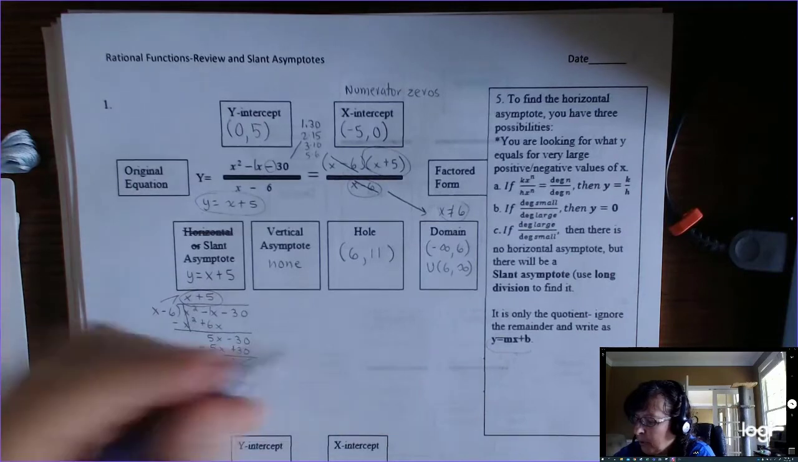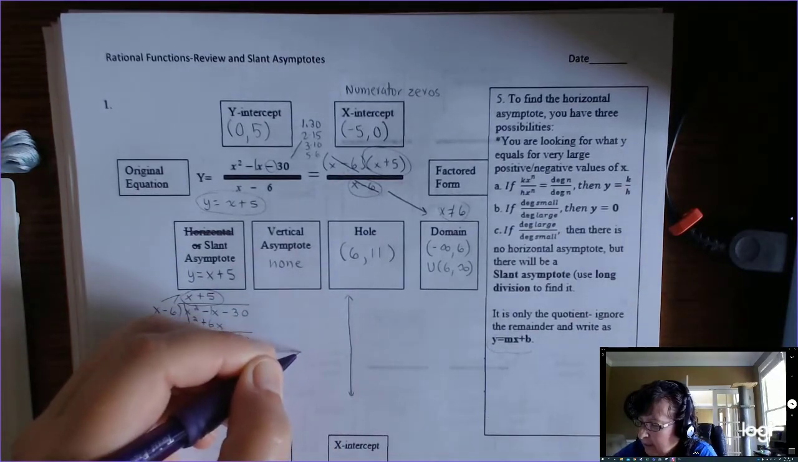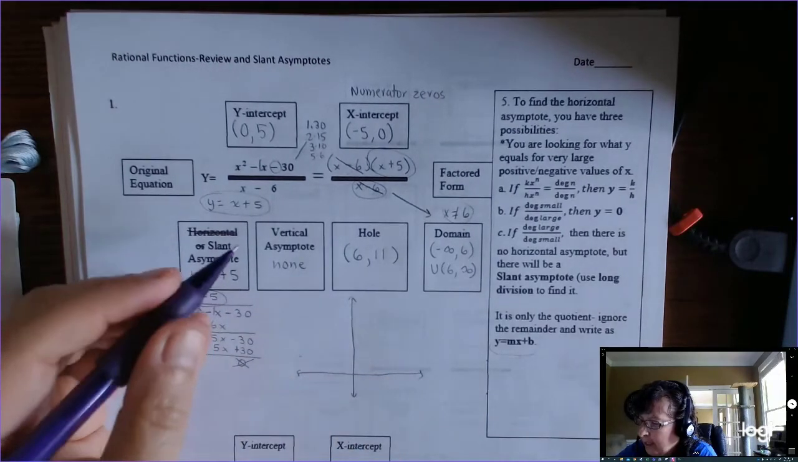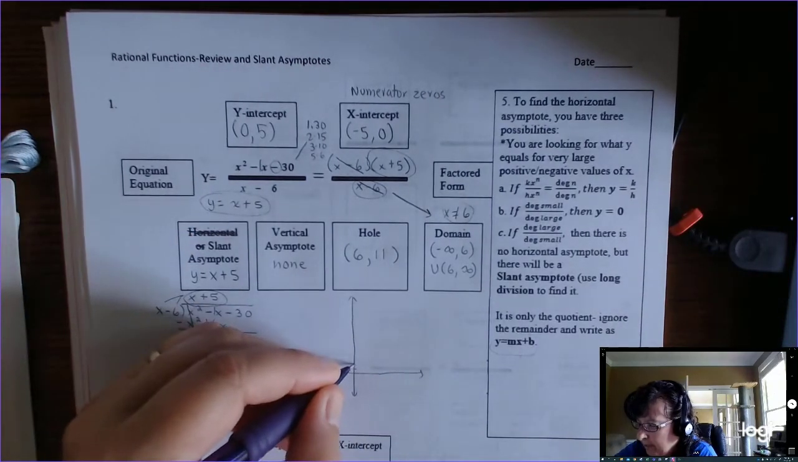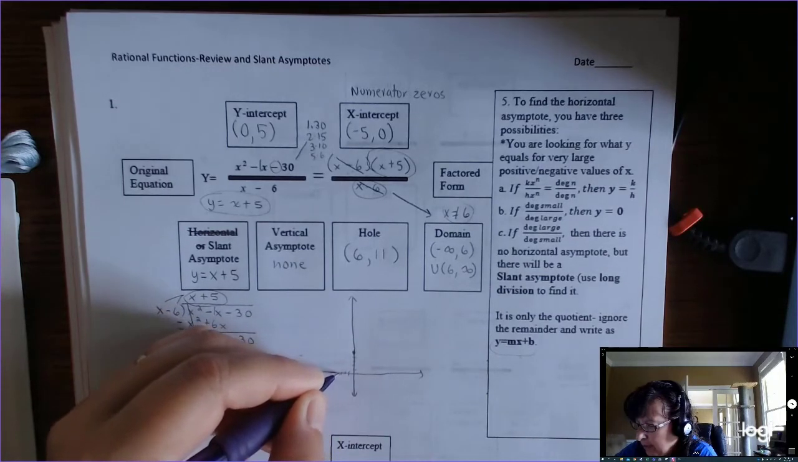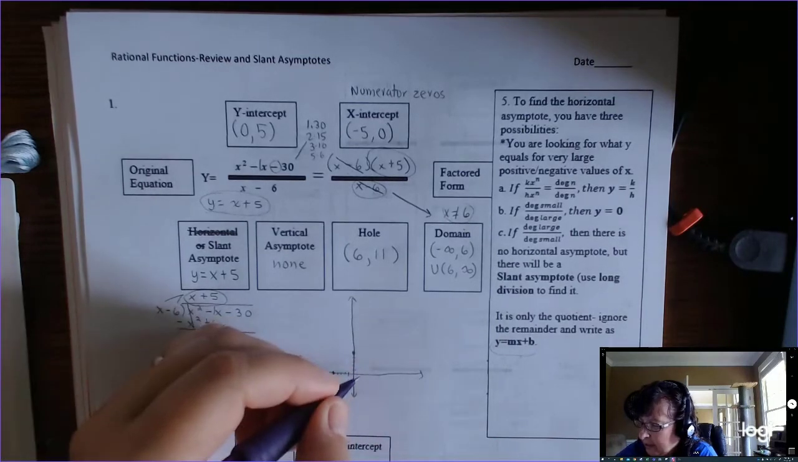Okay, so let's graph this. So what this is going to look like is you'll have a y-intercept at 5, x-intercept at -5, and a hole at (6, 11).